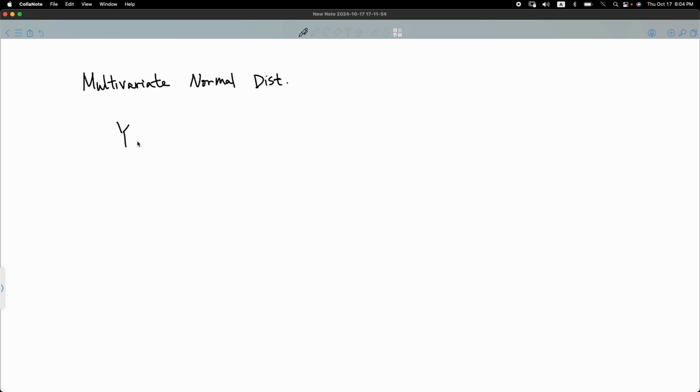Usually people use both bold font and underline, but for simplicity, maybe I'll just not do that, to keep it clean. But just to let you know that we're talking about a vector, not a scalar. Even I might write it the same way.